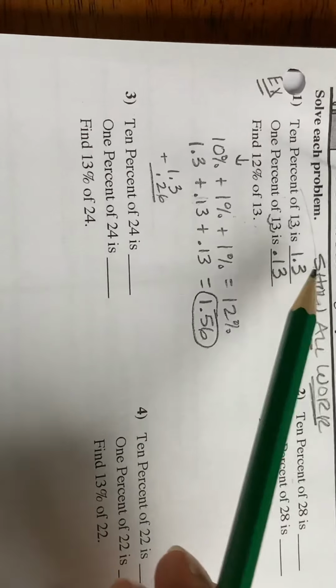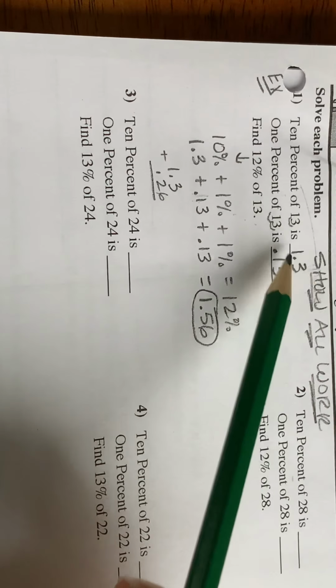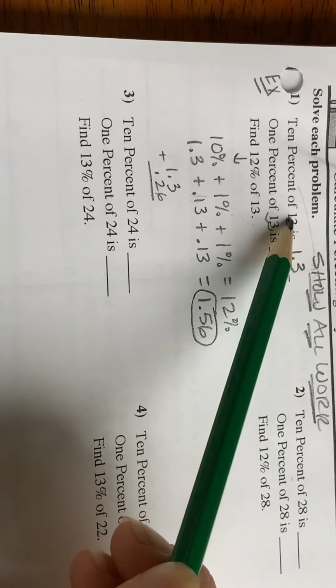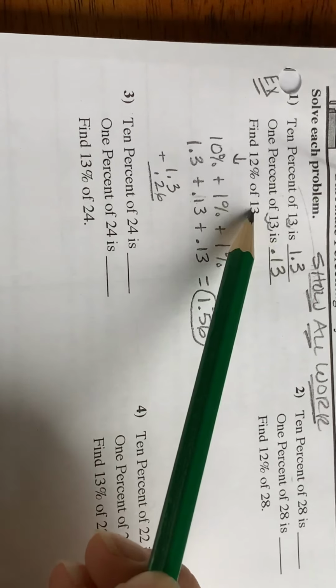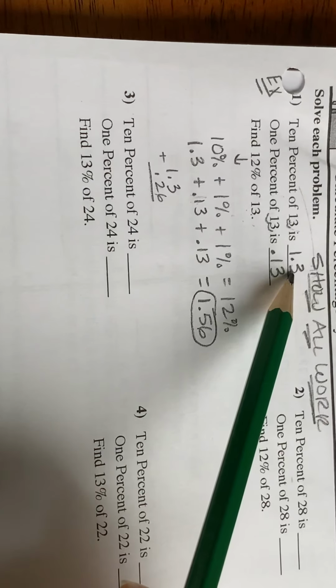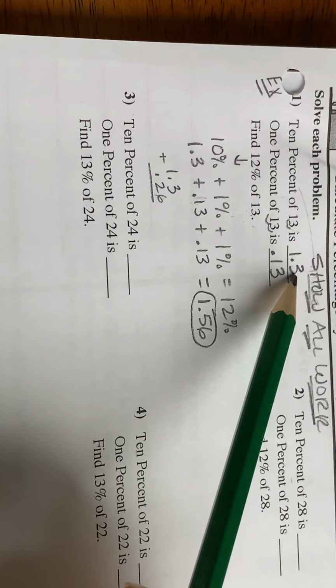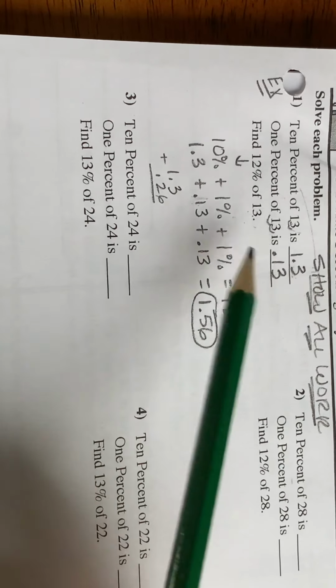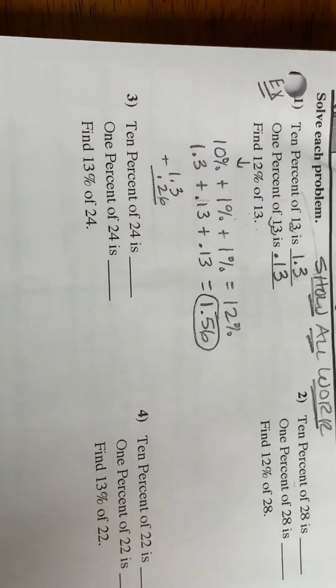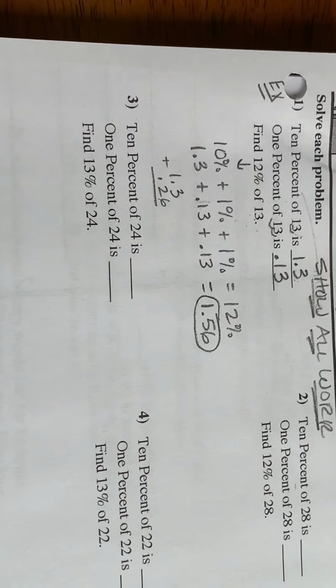So to find 10% of any number, you just back the decimal up one time. Therefore, our 13 becomes 1.3. So now we have 10% of 13, but we want 12%. So we need to find 2 more percent.